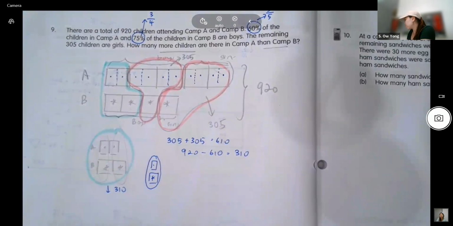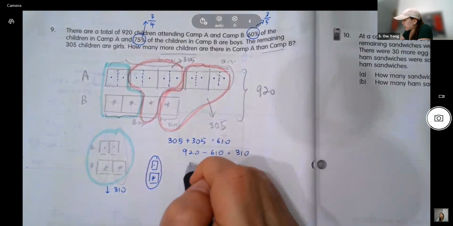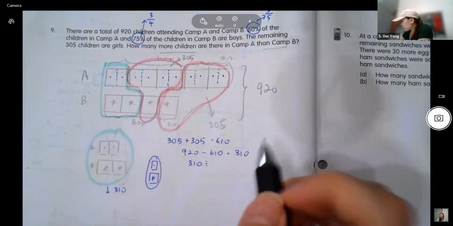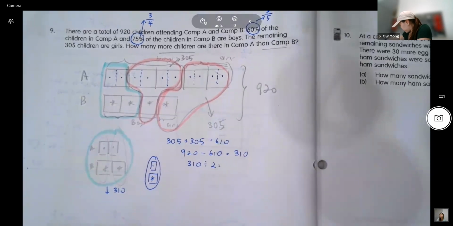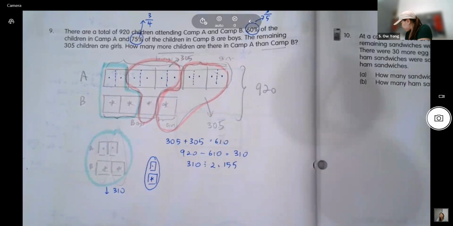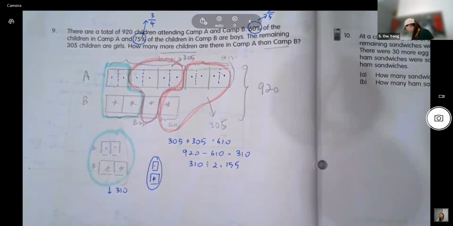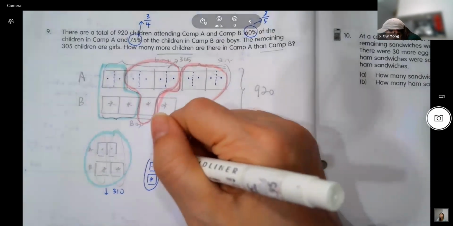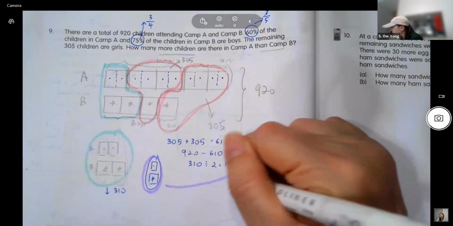So we can actually do the actual number itself. So a lot of you say, yeah, I know. I can actually divide by 2 because I see 2 groups of this to get 155. Okay, so now I'm quite happy. I know that my one group, let me use a different color to show you, my one group of 1 dot and 1 star is 155.